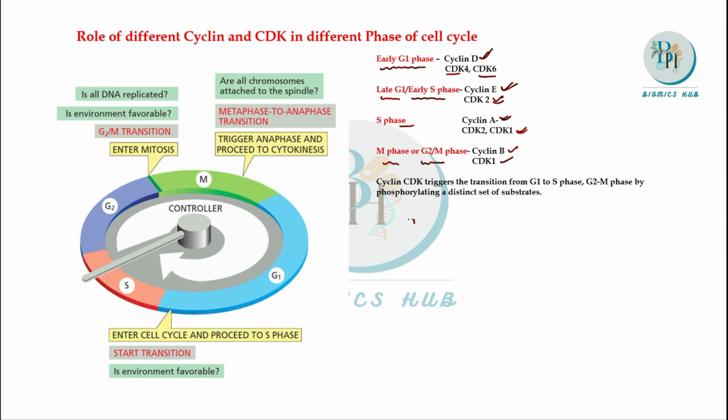So let us again see. For G1 phase, it is cyclin D, CDK4, 6. In the G1 to S phase, it is cyclin E, CDK2. In the S phase, it is cyclin A, CDK2, CDK1. In the M phase, or G2 to M phase, it is cyclin B and CDK1. Okay, D, E, A, B, 46, 22, 11.